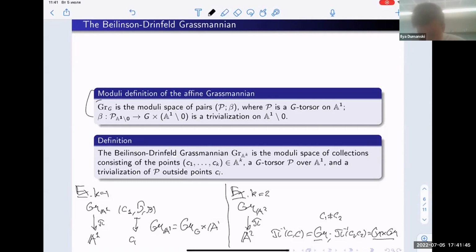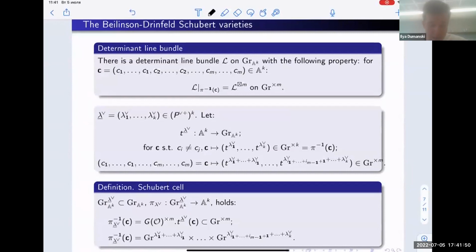Let us proceed. There is a determinant line bundle on this affine Grassmannian. In general, as my example here illustrates, the fiber over a point of A^k with m distinct coordinates is the direct product of m affine Grassmannians. And if we restrict the determinant line bundle to the fiber over this point, what we get is the exterior product of the determinant line bundles on each of these copies of the affine Grassmannian. Okay.